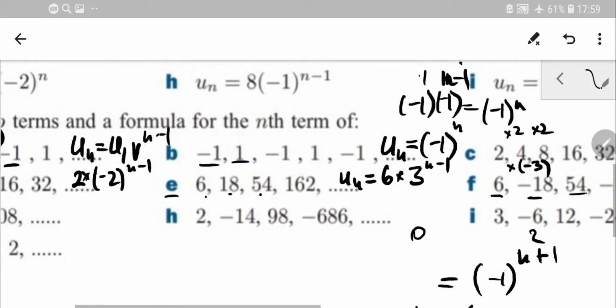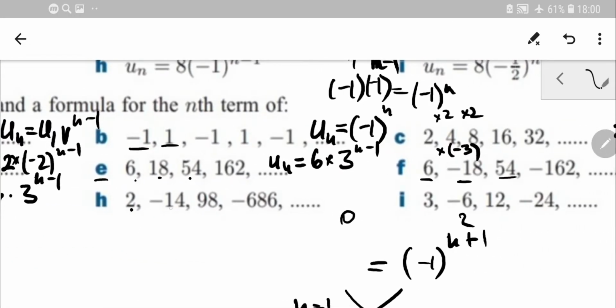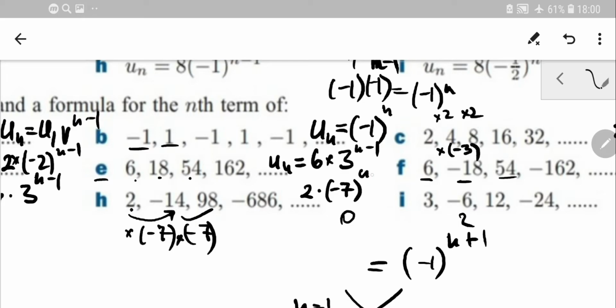Now let's move to G. For 1, 3, 9, 27, multiplied by 3, so the first term times 3 to the power n minus 1. That's the formula. All right, so H: 2, -14, 98. We multiply by negative 7. Let's check. Yes, it works the same. So the general formula for the nth term is 2 times negative 7 to the power n minus 1.